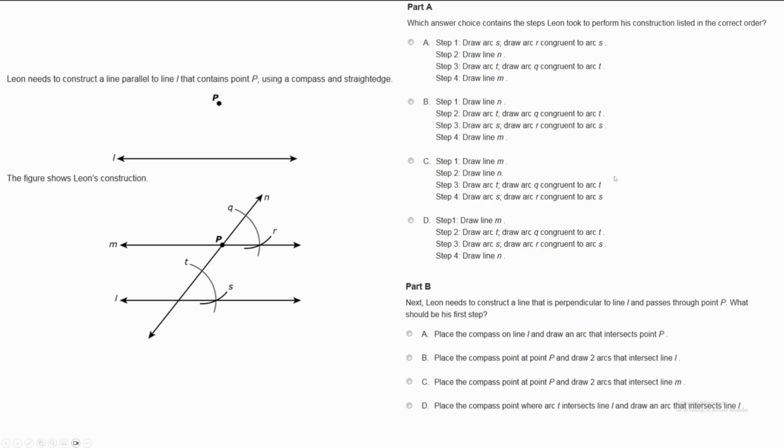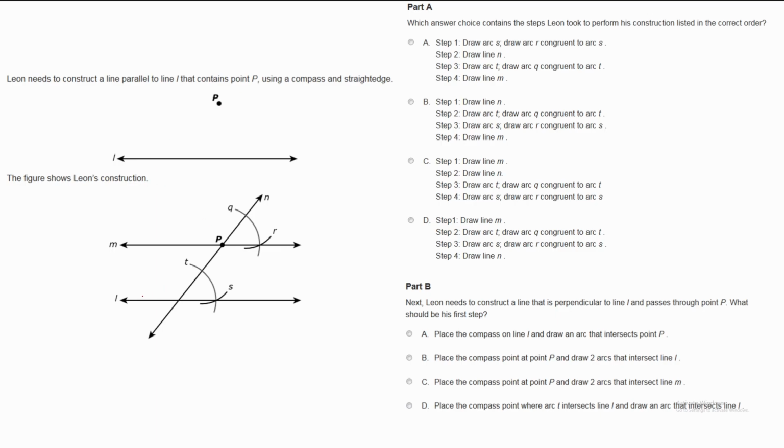Next up, we have another construction here. This one is a two-parter, right? So it says Leon needs to construct a parallel line, L, that contained point P using a compass and a straight edge. So we have line L and we have point P.